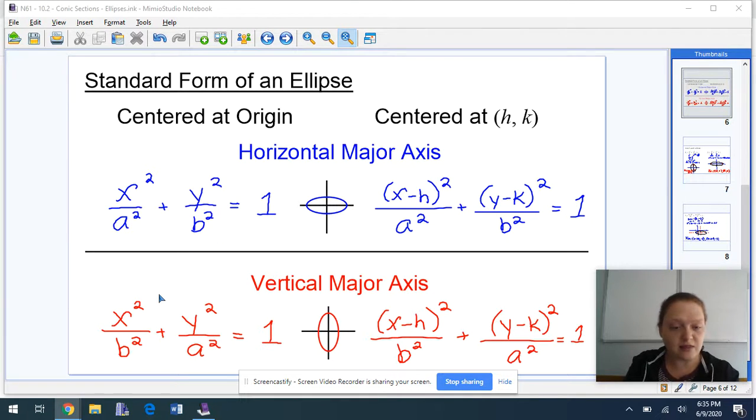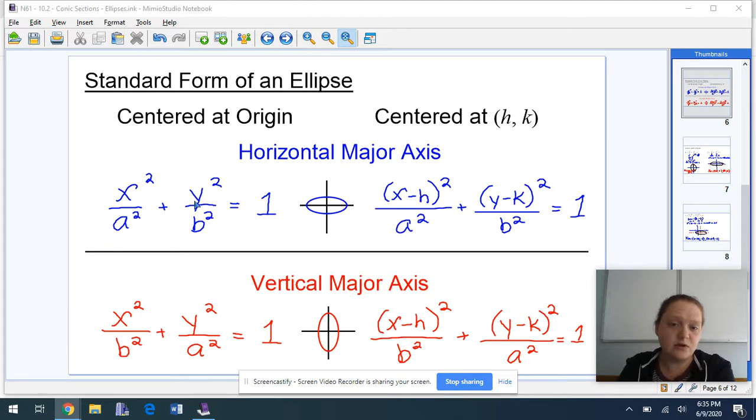So when we're looking at this, a squared is always the bigger value out of the two, the a squared and the b squared. Whatever it's under indicates where the major axis is going to lie. So horizontal major axis, like the x-axis going horizontally, will be whenever the a squared value is underneath the x expression. A squared is underneath the x expression. Okay, if the bigger number is underneath the y, that means you have a vertical major axis instead.